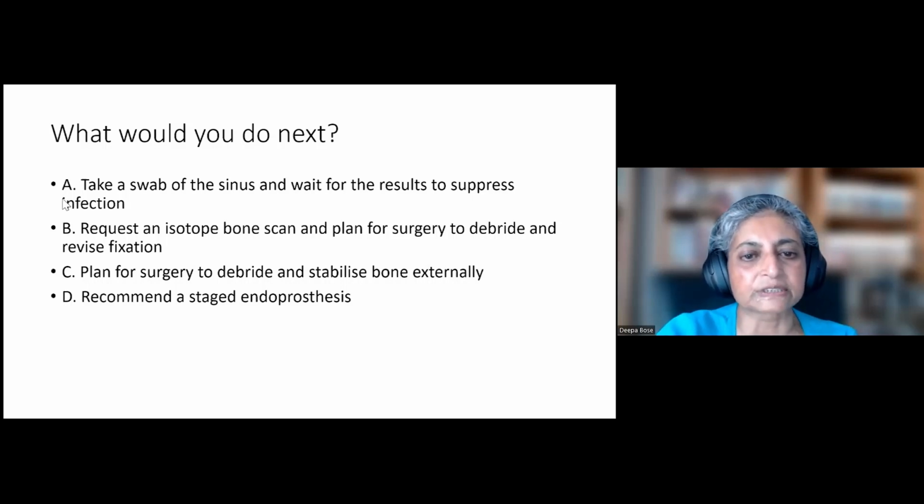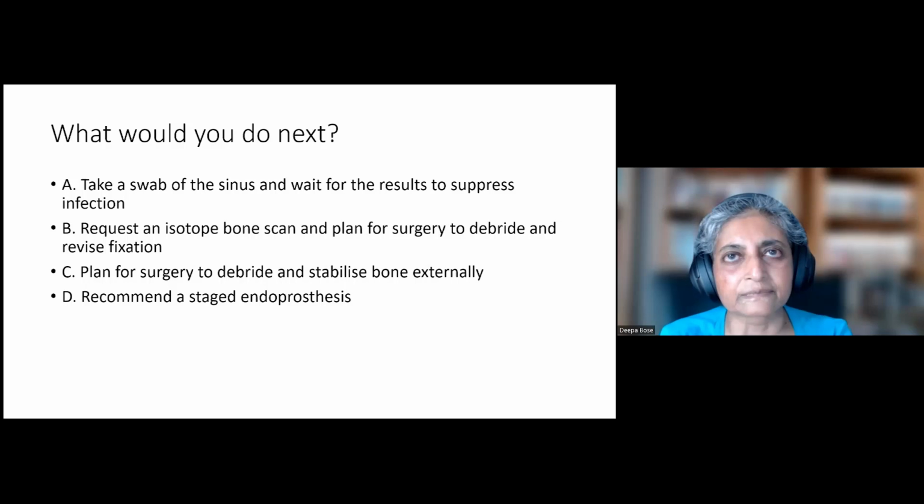C is plan for surgery and stabilize the bone with an external fixator. And that's an entirely reasonable option because you know that you're going to have to do something about it. So you're going to have to debride, remove your implant, and then stabilize the bone because unstable fractures will never heal. So you have to stabilize it. And as I've mentioned, our preferred method, if possible, is external fixation. Recommend a staged endoprosthesis. Well, if you had a different patient with a different fracture, you might do that, and that may be a perfectly reasonable option. But in this case, you've got a patient who's relatively fit and well and has good bone. So actually, there's no reason to suppose that if you didn't treat it properly, it wouldn't heal. So the answer is C.